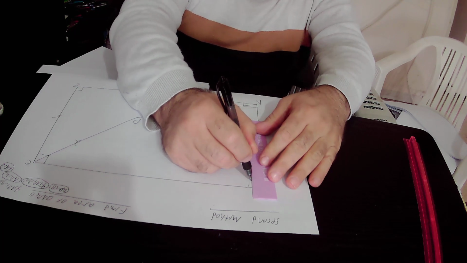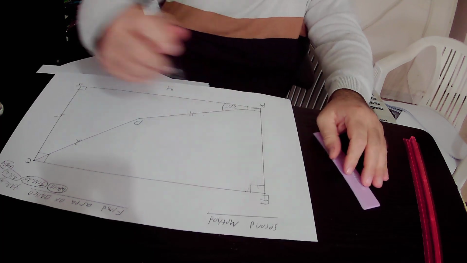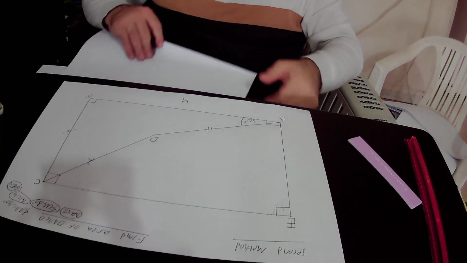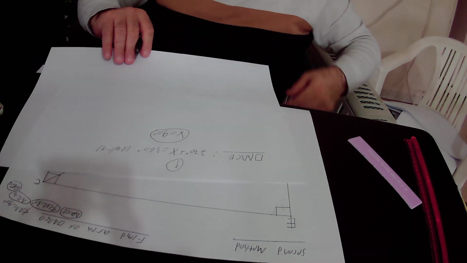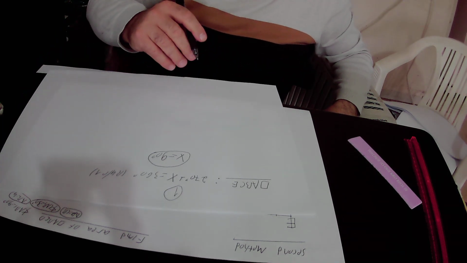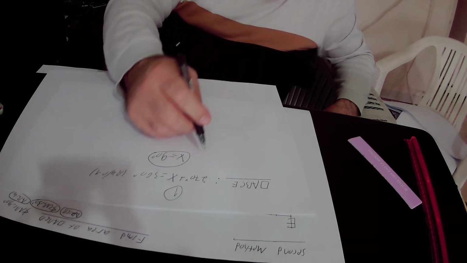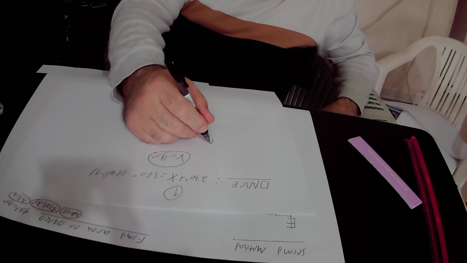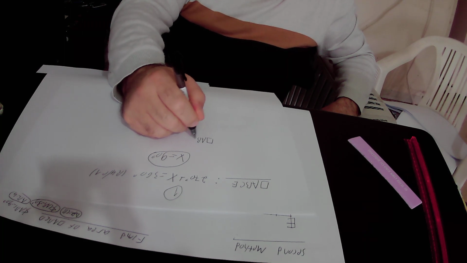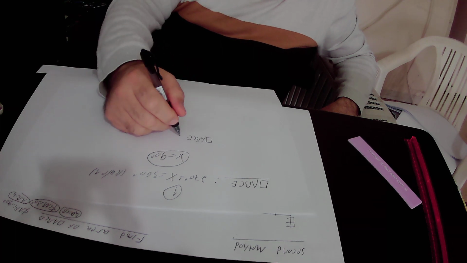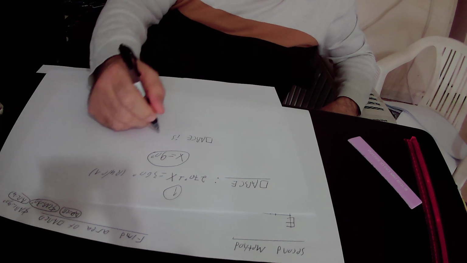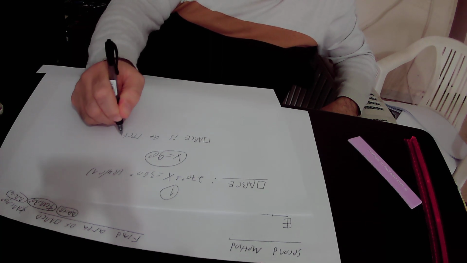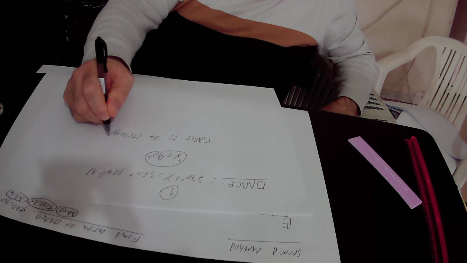So you can see that quadrilateral ABCE has 4 right angles, and according to rule number 2, any quadrilateral that has 4 right angles must be at least a rectangle. So we will relate to quadrilateral ABCE as a rectangle. So quadrilateral ABCE is a rectangle, according to rule number 2.